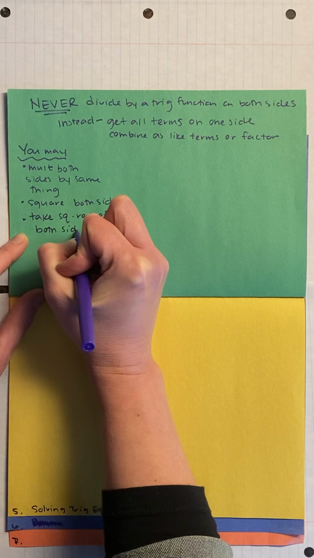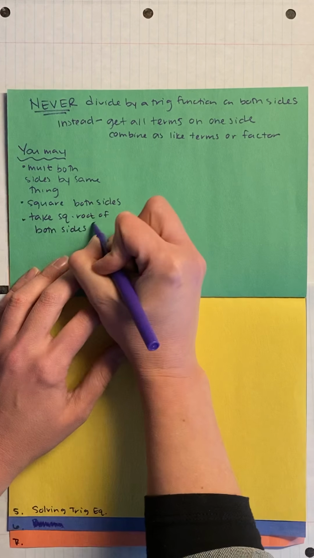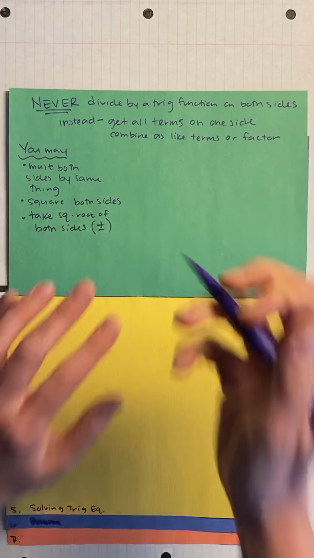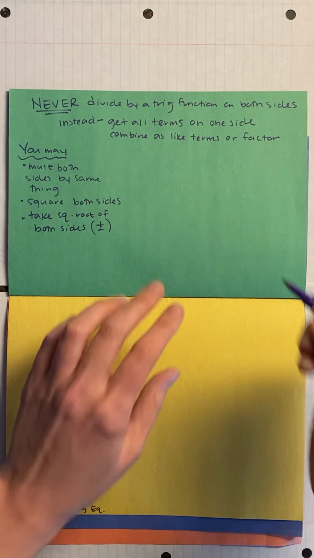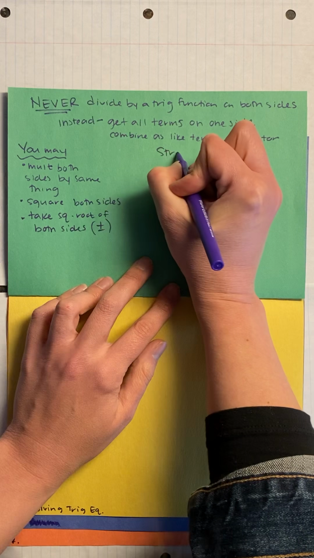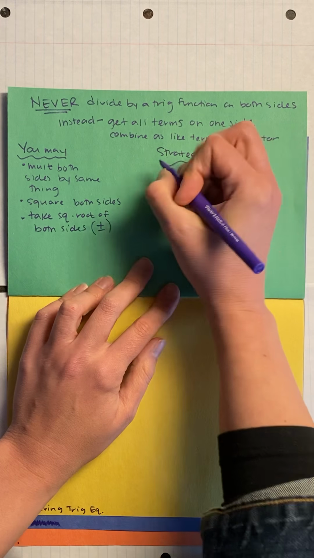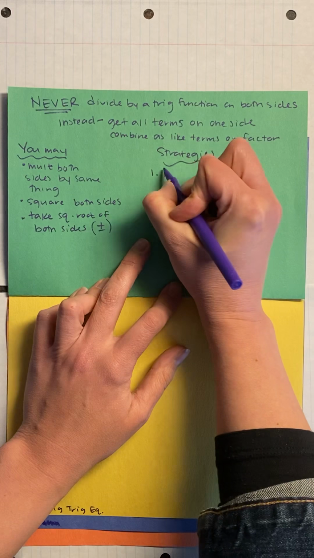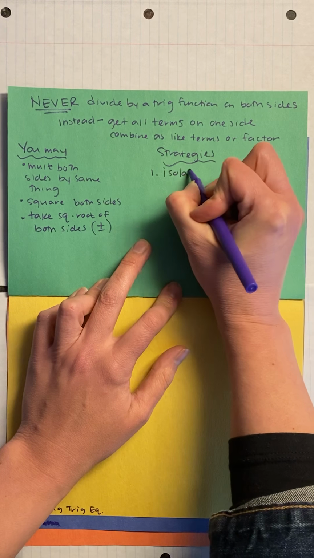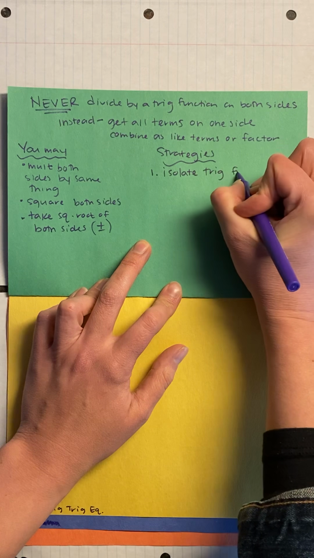Remember, when you take the square root of both sides, when you put a square root into a problem where there wasn't one, don't forget plus or minus. So then some strategies. We're going to take a look at 2 strategies today. So the first strategy is just isolate the trig function, just like if you were solving a regular equation and you're isolating the variable. In this case, you're just isolating the trig function.